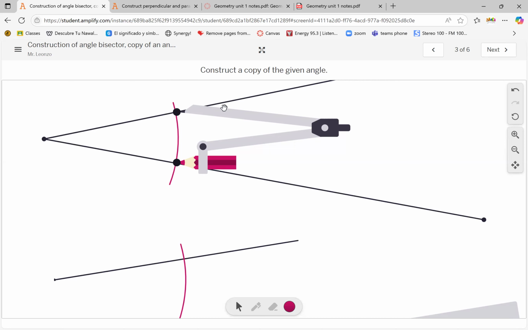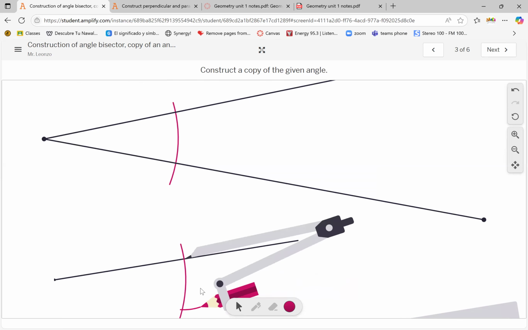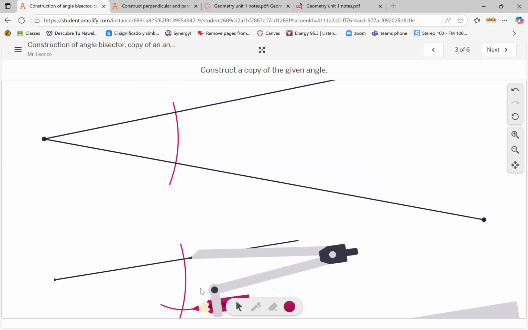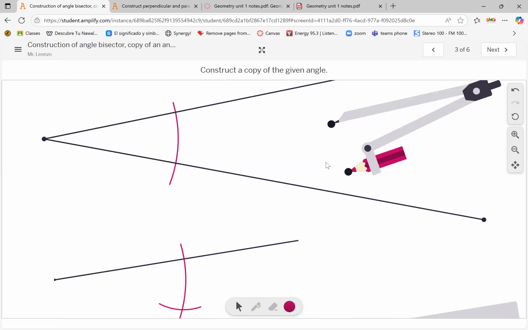Now, don't change the aperture of the compass. Just grab the compass, bring it down. Notice how I center one of my dots. I put it at the intersection that we have down here. You see that? I put it right at the intersection. And now let me create an arc. See? Now let me remove my compass out of the way.